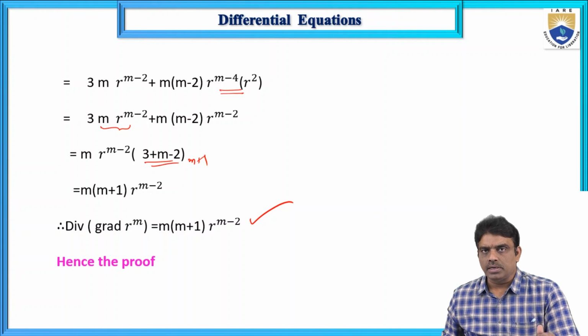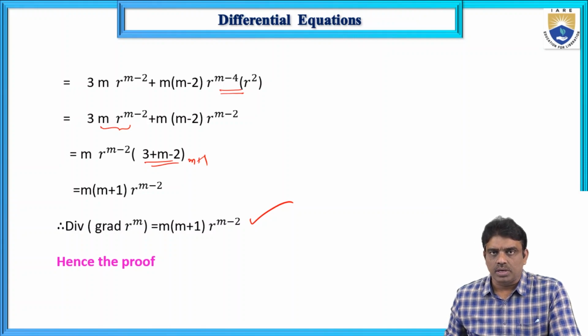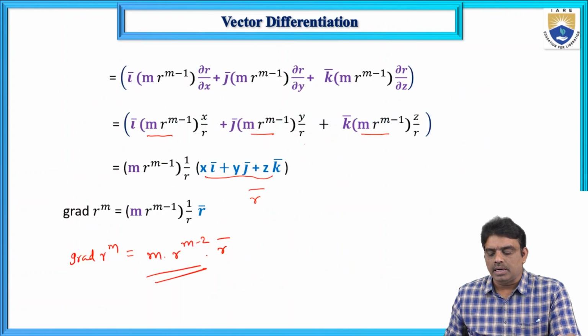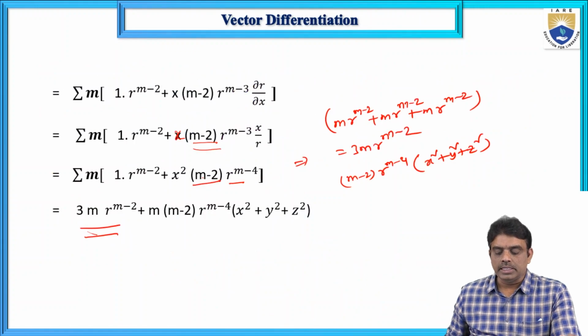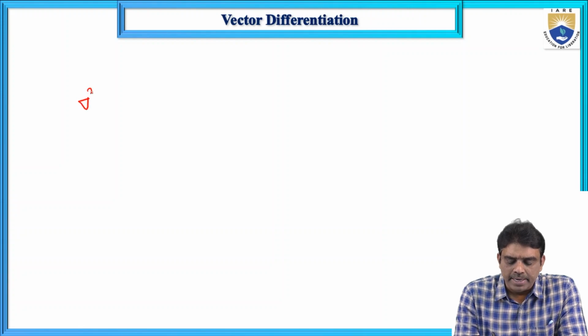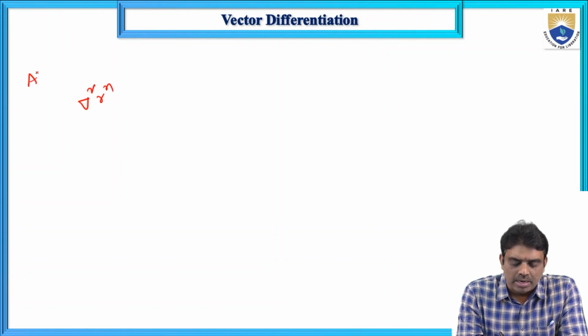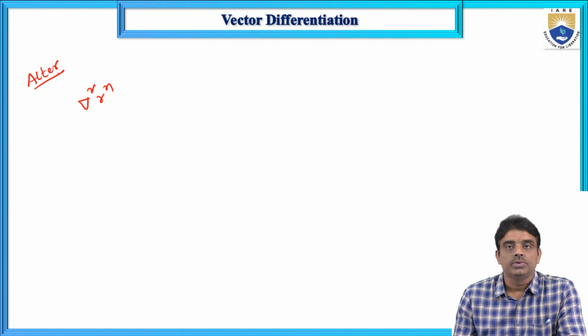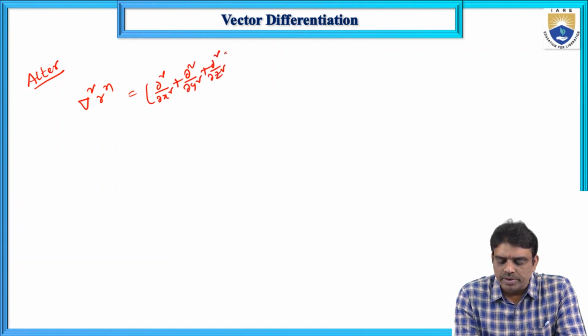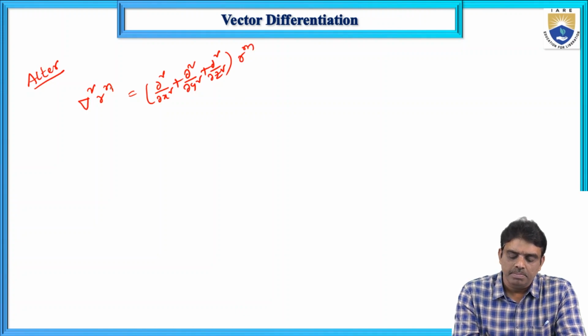Instead of doing it like this, you can also apply the del square of r power m. You can find del square of r power m, that also you can do. Del square of r power m means what? Similarly, you can do the same problem by del square r power m. This is an alternate method. Del square means ∂²/∂x² plus ∂²/∂y² plus ∂²/∂z² of r power m.